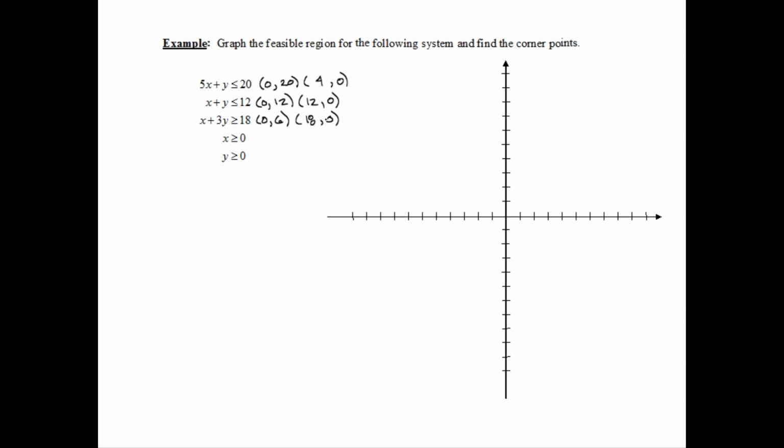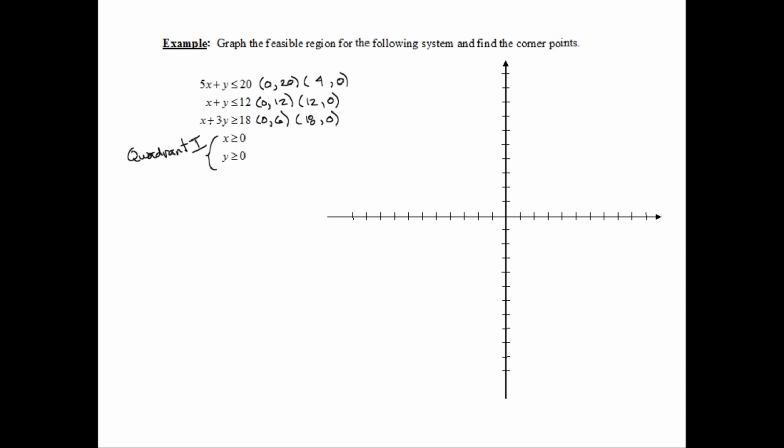If we move to the last two inequalities, notice what these are really saying is that x and y are not allowed to be negative. What quadrant does that put us in? It puts us in the first quadrant. So this is just another way of saying that our feasible region is entirely contained in quadrant 1. We don't have to worry about the other quadrants. We call these non-negative inequalities.